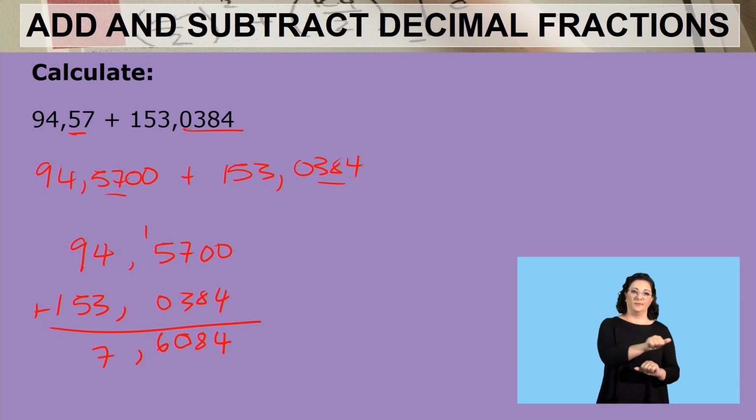Now you go to your tens. 9 tens plus 5 tens will give you 14 tens, but we only write the 4 there for tens, and the 1 goes to the next column of hundreds. So you have 1 hundred plus 1 hundred, which gives you 200. And this would be your answer, 247.6084. Let's move to this next one.